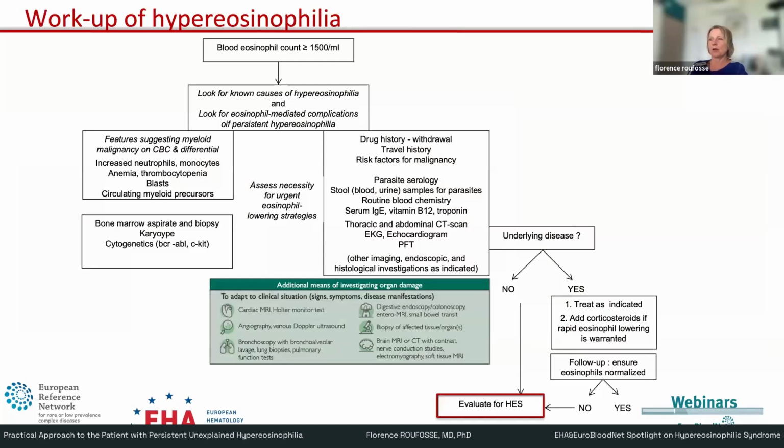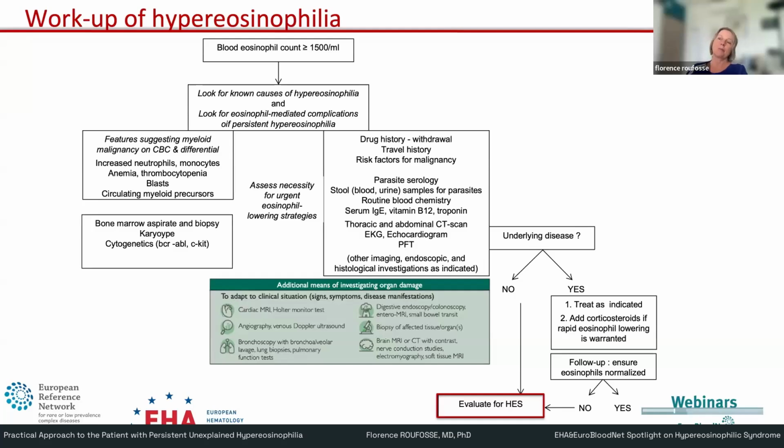So once you have done all these different examinations and you think you have found the underlying cause of hypereosinophilia, you're going to treat this cause. And you're going to reevaluate the patient afterwards, because sometimes you thought you found the cause, but you actually haven't. And I can give you a myriad of examples that I have actually experienced personally.